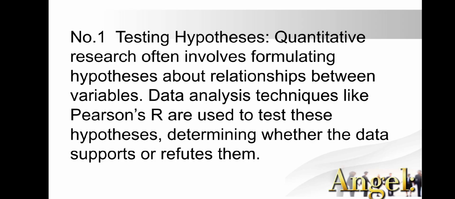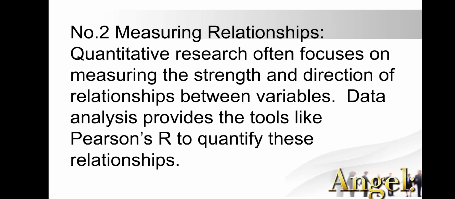Number 1. Testing hypotheses. Quantitative research often involves formulating hypotheses about the relationship between variables. Data analysis techniques like Pearson R are used to test these hypotheses, determining whether the data support or refute them. Number 2. Measuring relationship. Quantitative research often focuses on measuring the extent and direction of relationship between variables. Data analysis provides tools like Pearson's R to quantify this relationship.